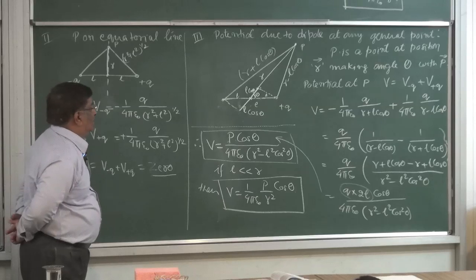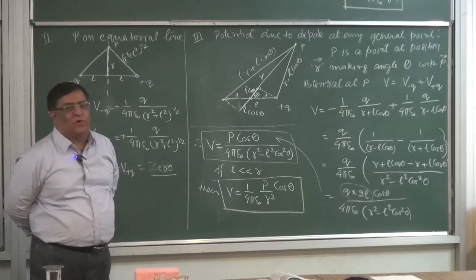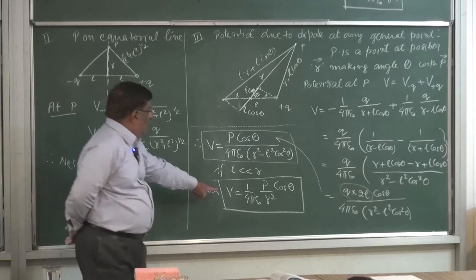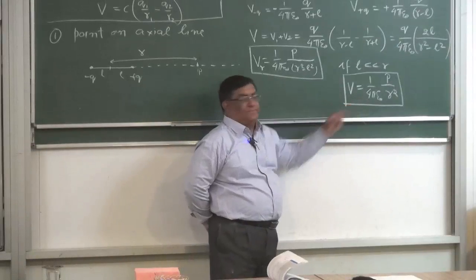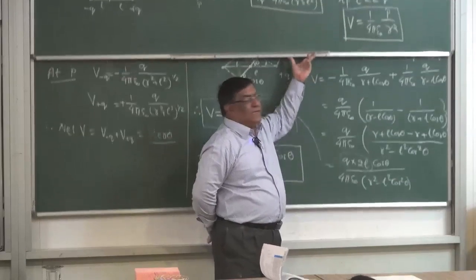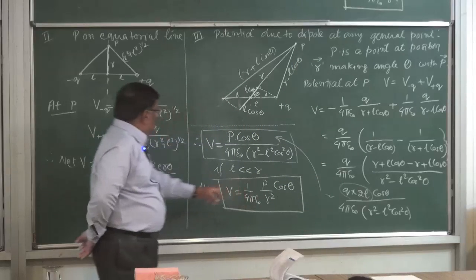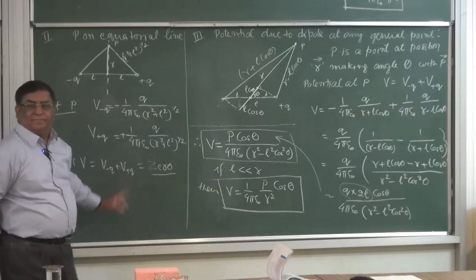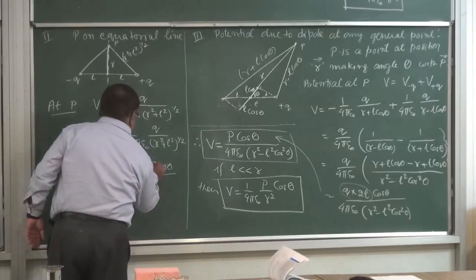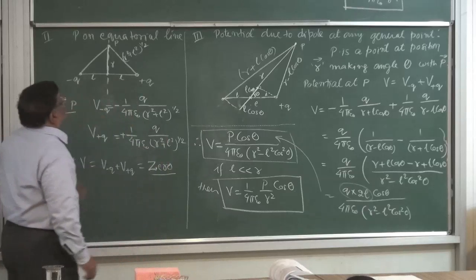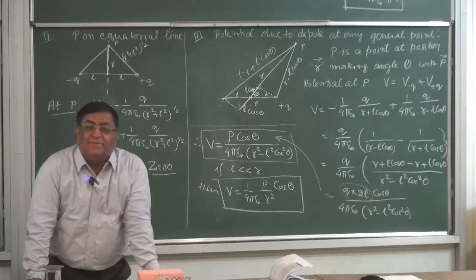Now we can check this on the coaxial line. What will be theta? 0. So cos theta is 1, and V is 1 upon 4 pi epsilon naught P upon R square. On the equatorial line, theta is equal to 90, so cos 90 is 0. The whole thing becomes 0. Right? So this is the general formula. What we have done is find the potential due to a distribution known as a dipole.